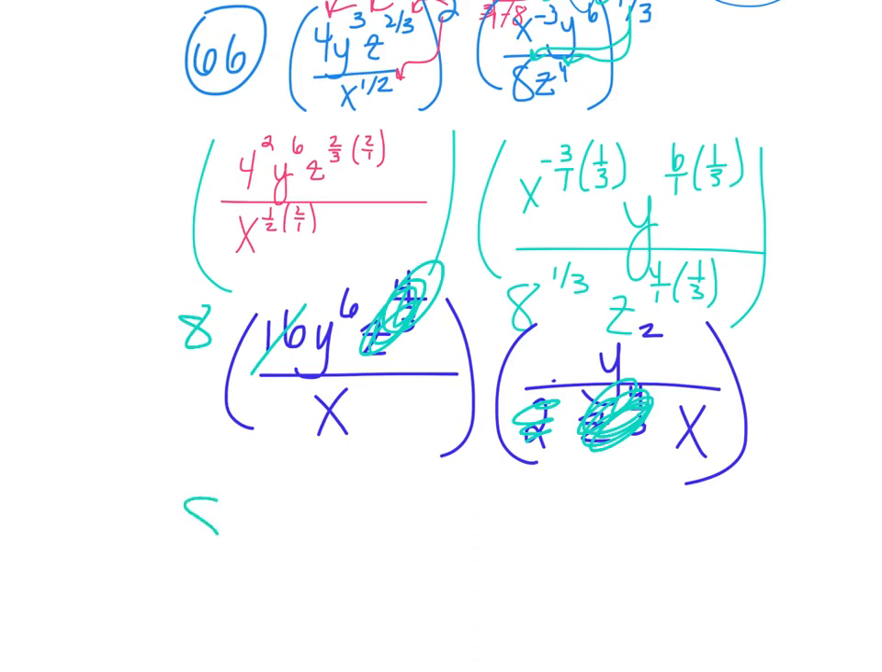Okay, so let's clean it up a little bit. We have an 8. I have y to the 6th and a y to the 2nd, which gives me y to the same base. What do we do with the exponents? It's not a power raised to a power. If we have same base, what do you do to the exponents? Add them. So it's y to the 8th over what?